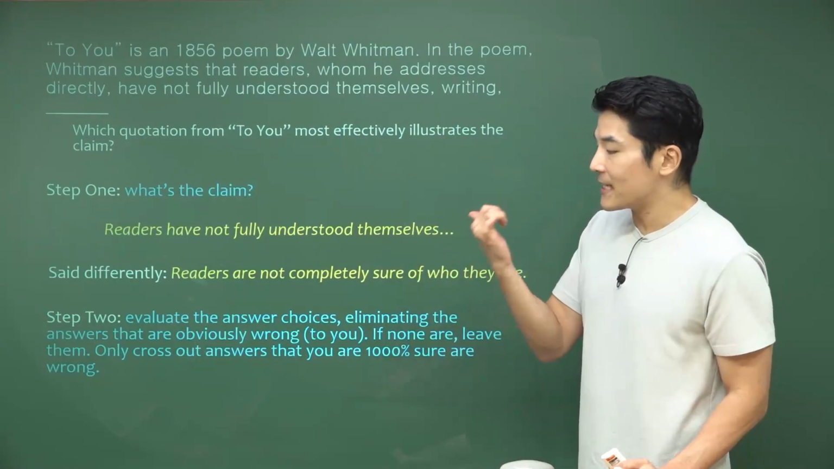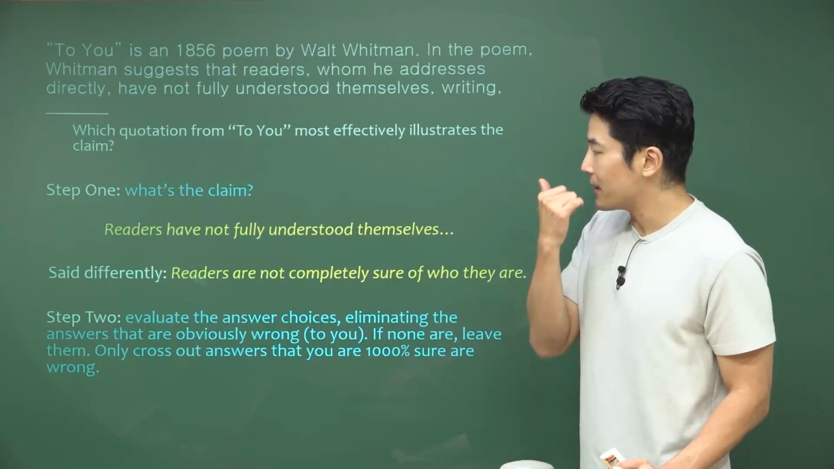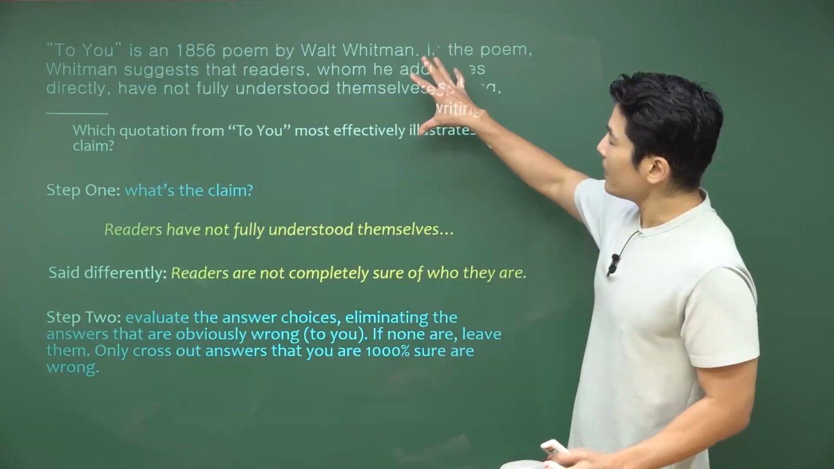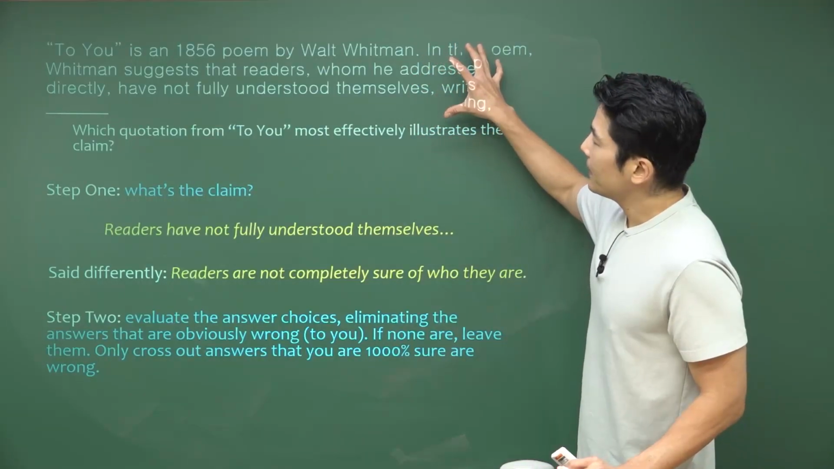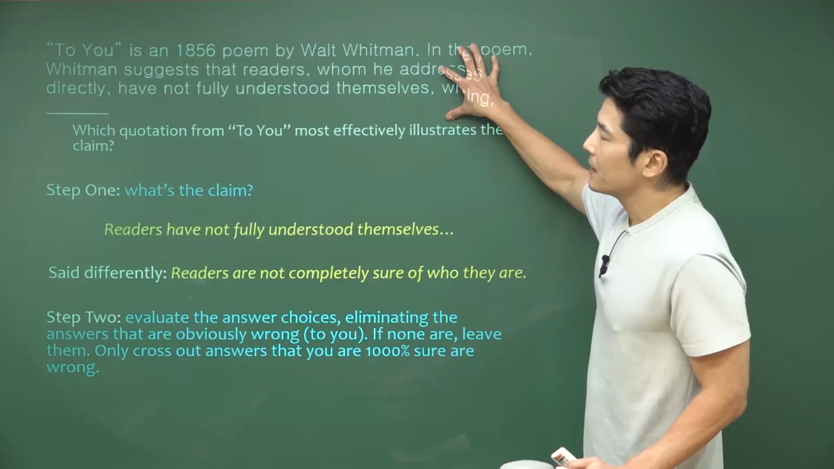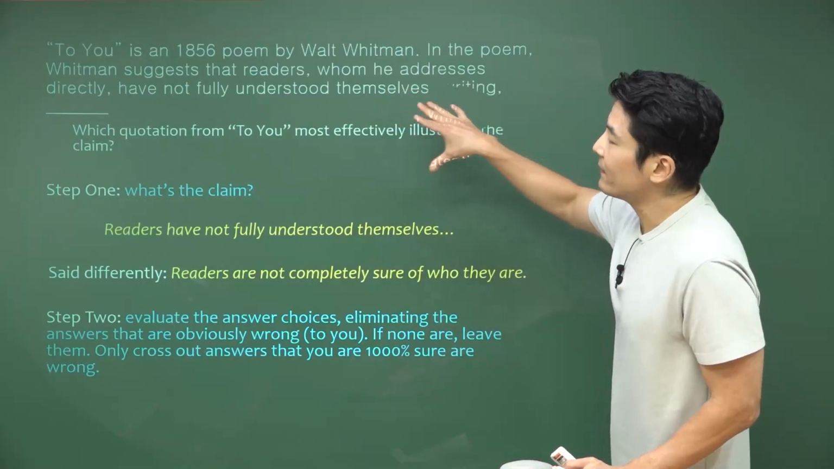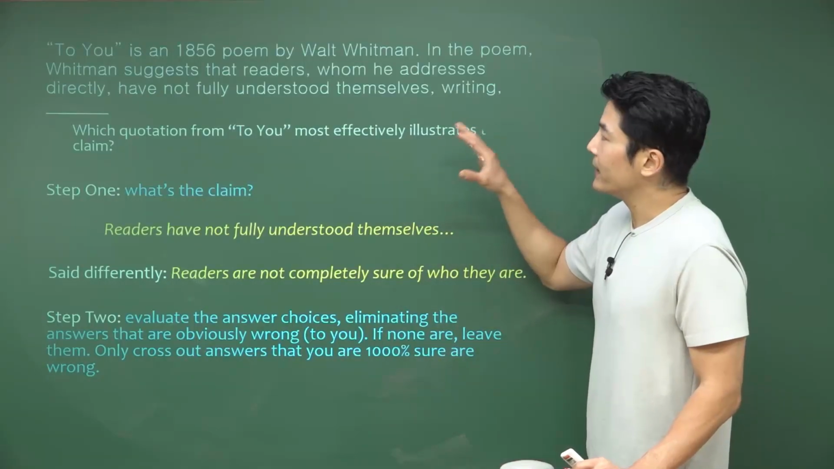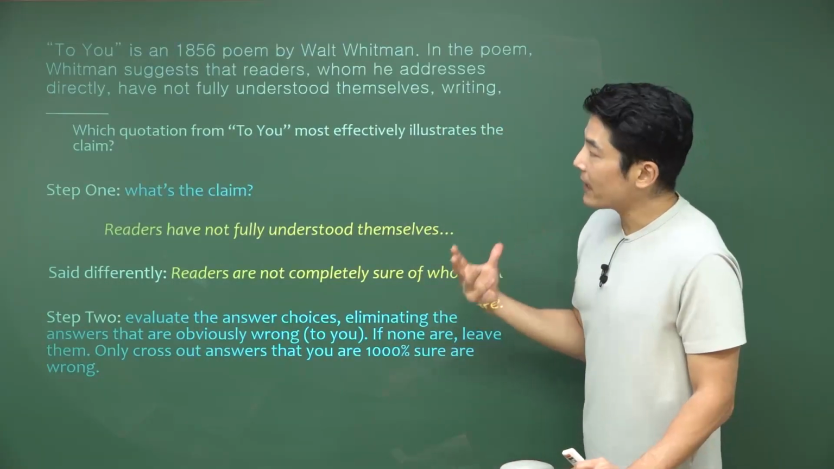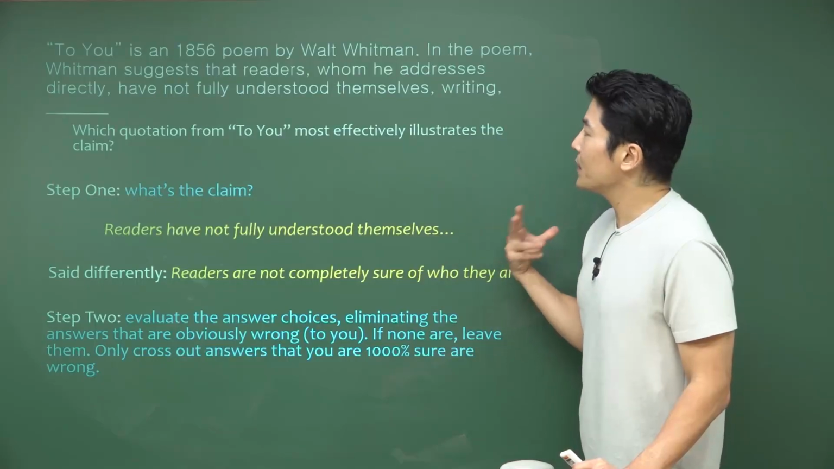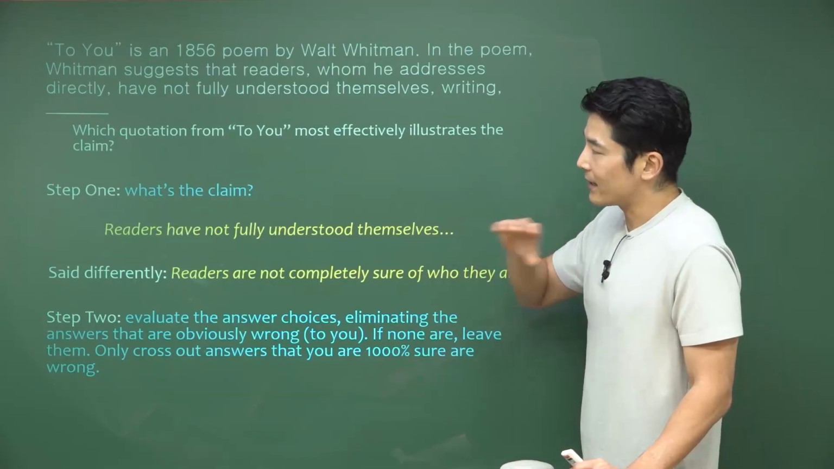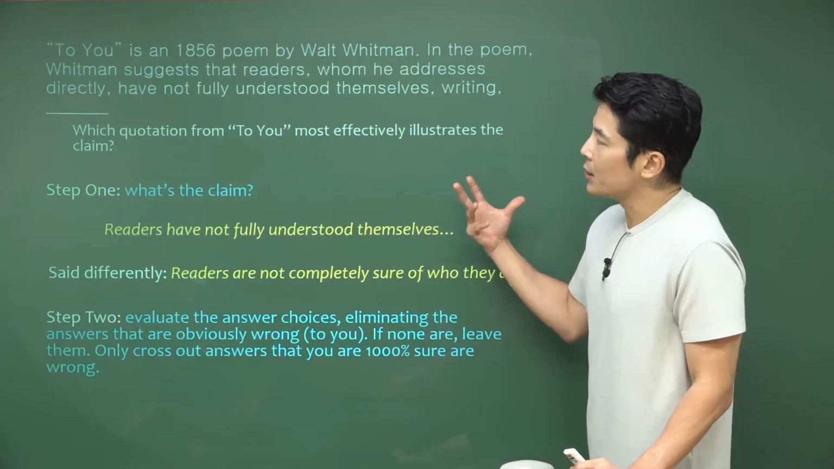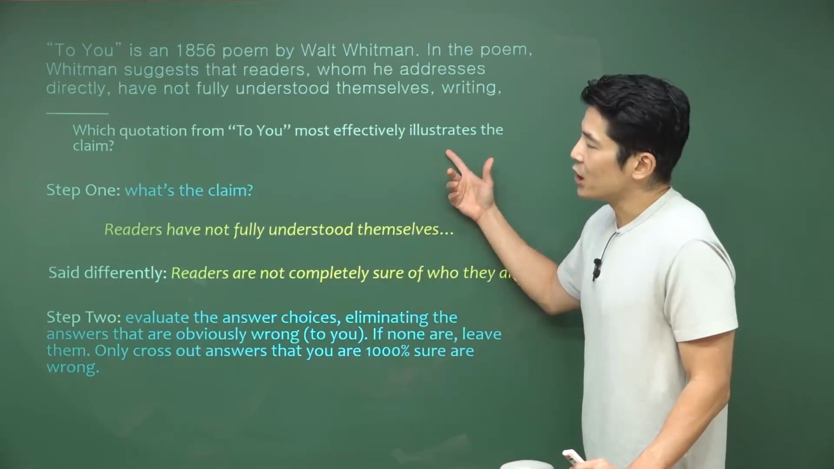We can go through an example of an SAT style question to kind of see this point. The passage says "To You" is an 1856 poem by Walt Whitman. In the poem, Whitman suggests that readers whom he addresses directly have not fully understood themselves, writing, and then you get the blank. Then the question asks you, which quotation from "To You" most effectively illustrates the claim?